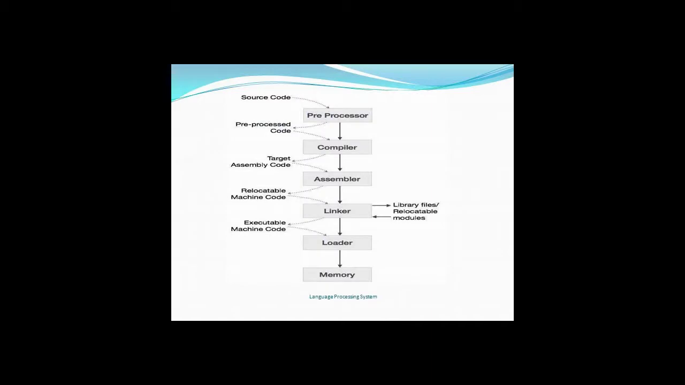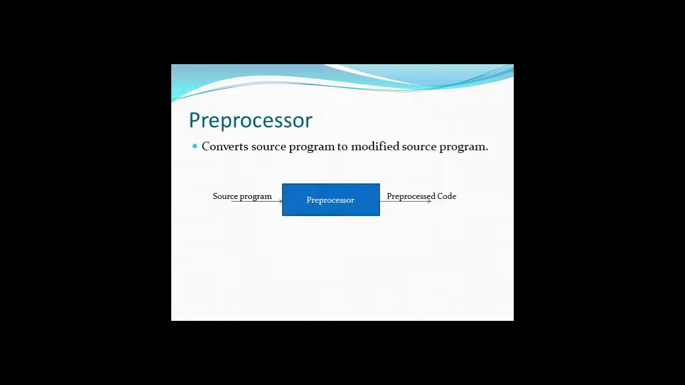The figure shows a language processing system. A language processing system consists of preprocessor, compiler, assembler, linker, loader. Now let's see each one of them. First one, preprocessor. The preprocessor takes the source program as input and modifies the source program. The preprocessor produces input to compilers.